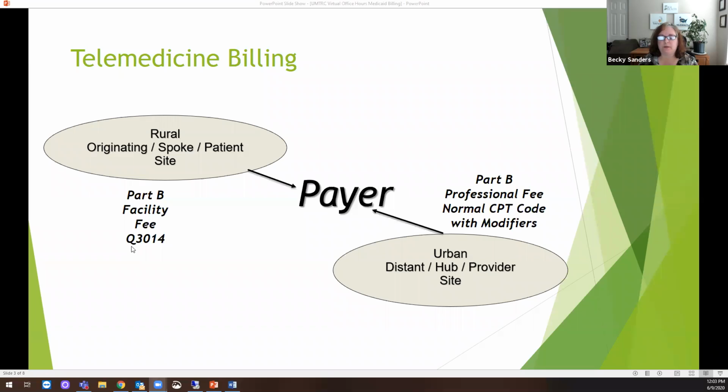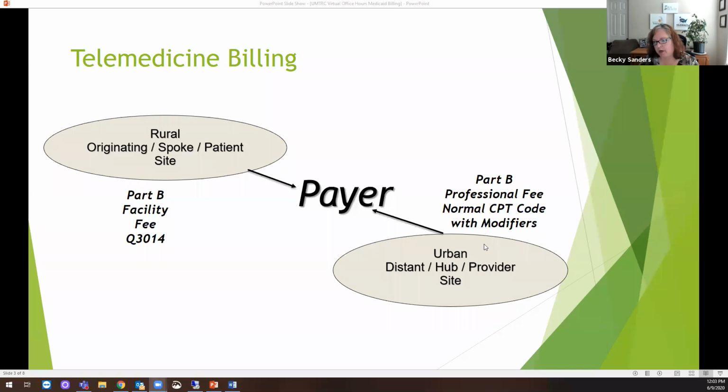And the CPT code for that is Q3014. We're specifically talking about Medicaid today, but this is the same if you're billing Medicare or Medicaid or a commercial insurance company, so any payer. And again, that site in regulation is called either the originating site or the spoke site or the patient site.